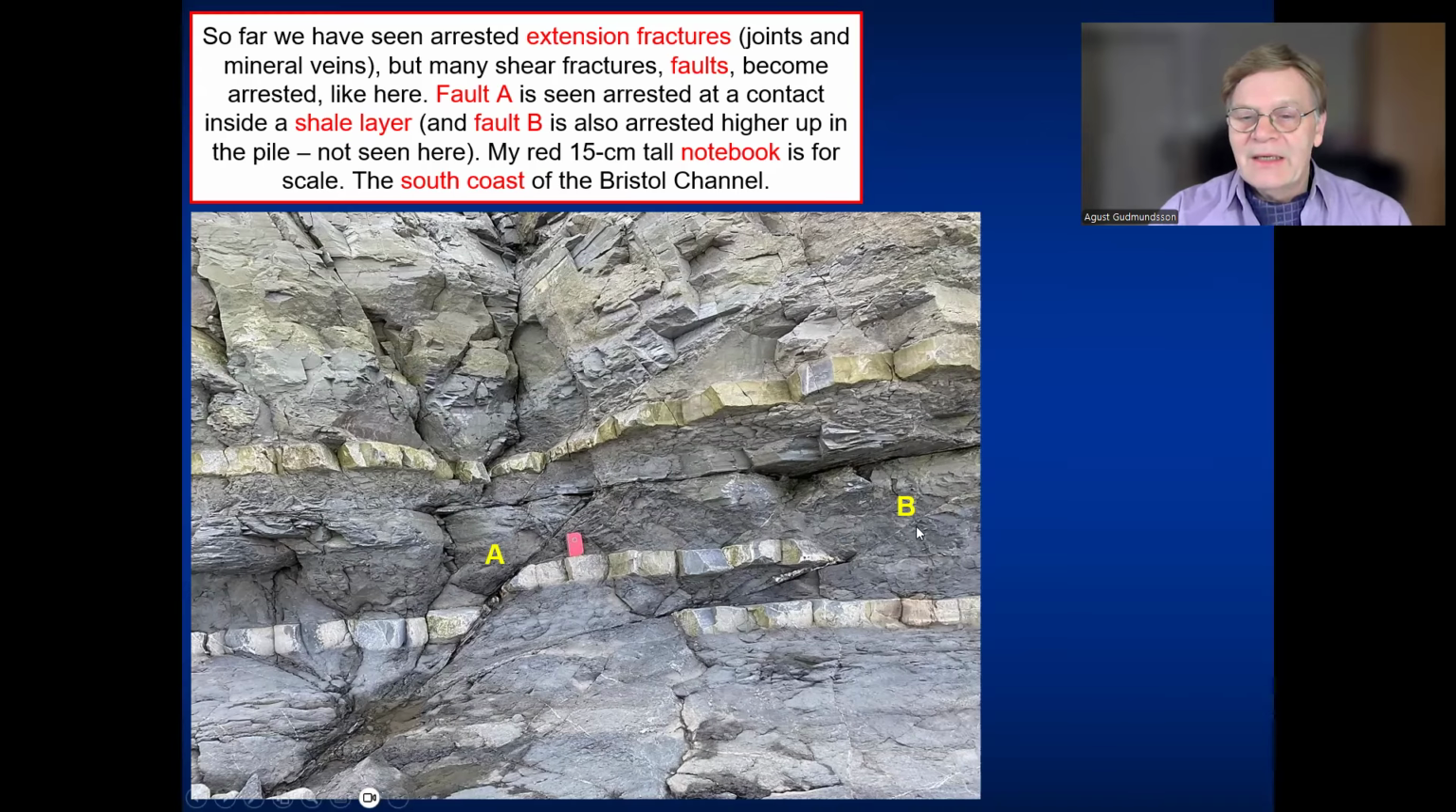In fact, fault B, again you see here, is a reverse fault, or you could call it a mini thrust fault, whereas this one is normal. This one also becomes arrested at a contact, but outside the photo here. So arresting of fractures is very common and keeps most of the fractures short. They propagate for a while and then become arrested. So they never have a chance to become large.